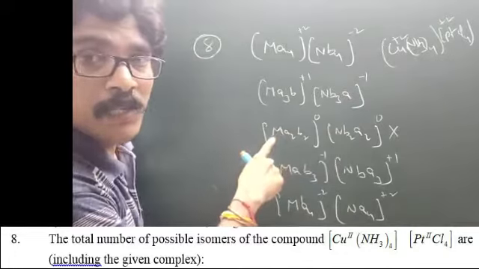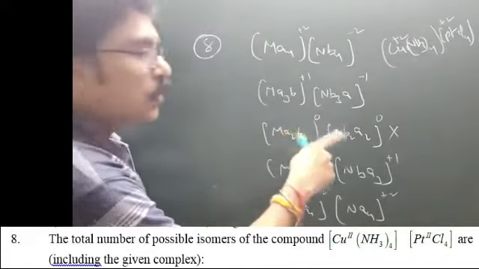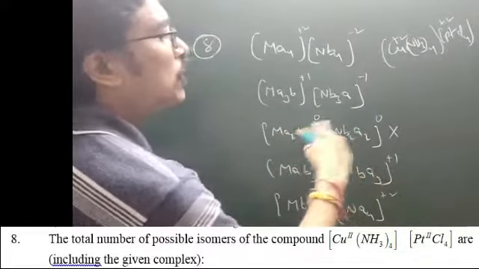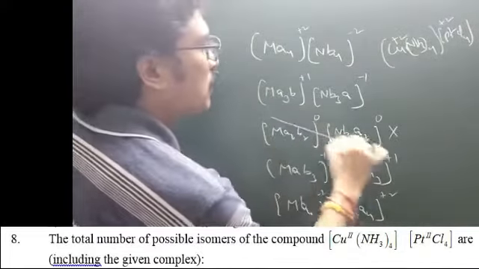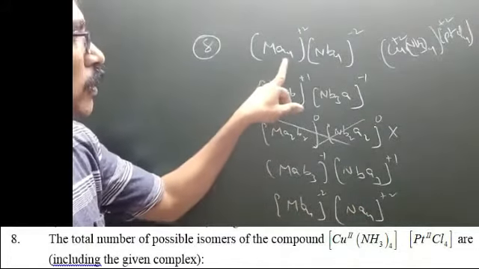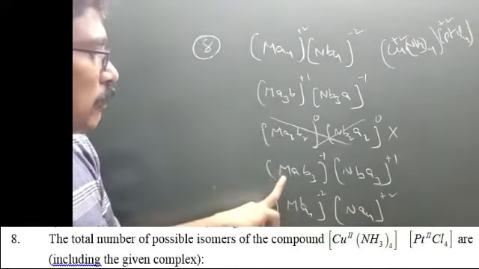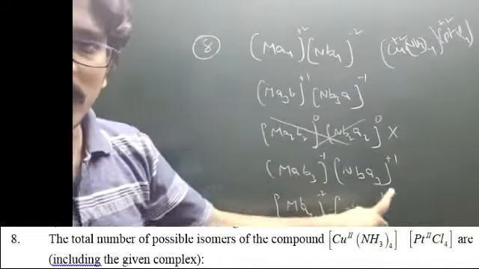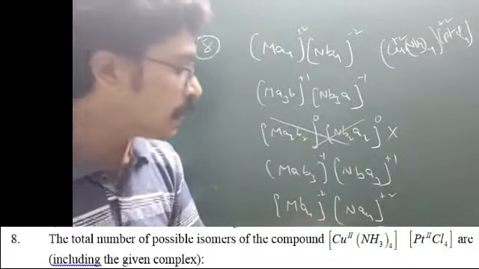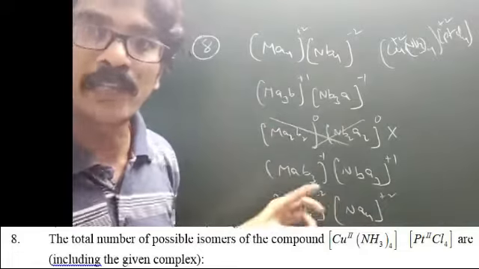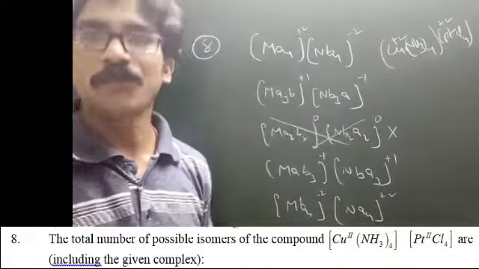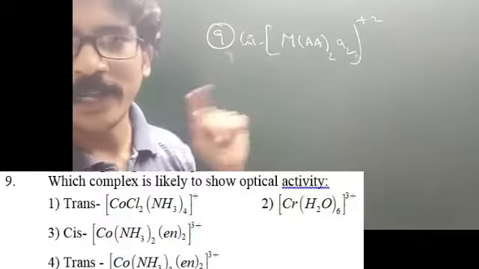To get adjusted plus 2, this complex is 0. Therefore, both complexes are not possible, so this type is not possible. Is another possible? Yes: MA4, MA3B, MAB3, and the next one MB4 and MA4. Including this complex, how many possible isomers for this complex type? The answer is 4. 4 isomers are possible.